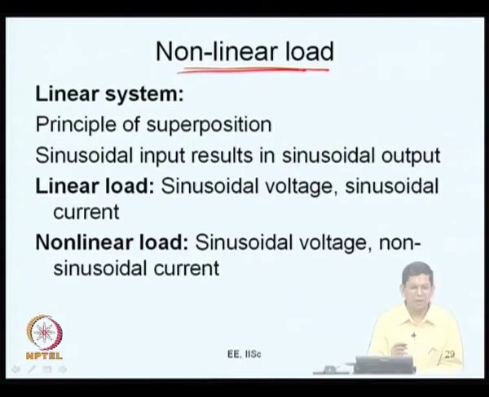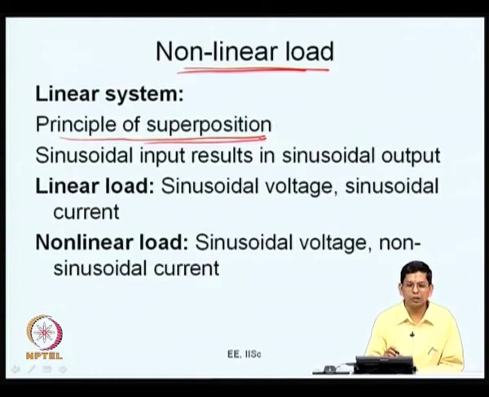As we know, a linear system is one that obeys the principle of superposition. You have an input u1, it will produce an output y1. If you have an input u2, it will produce an output y2. If you add u1 plus u2, it will result in an output y1 plus y2. If u is scaled, y will be scaled correspondingly, and that is what you call superposition. So, it obeys the principle of superposition.